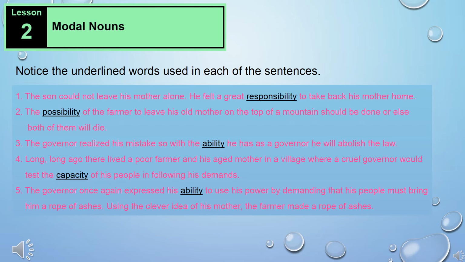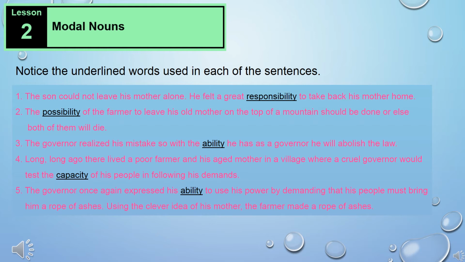1. The son could not leave his mother alone. He felt a great responsibility to take back his mother home. 2. The possibility of the farmer to leave his mother on the top of the mountain should be done, or else both of them will die. 3. The governor realized his mistake. So with the ability he has as a governor, he will abolish the law.